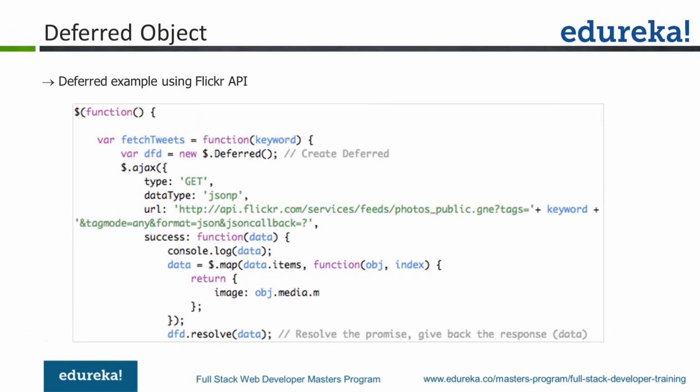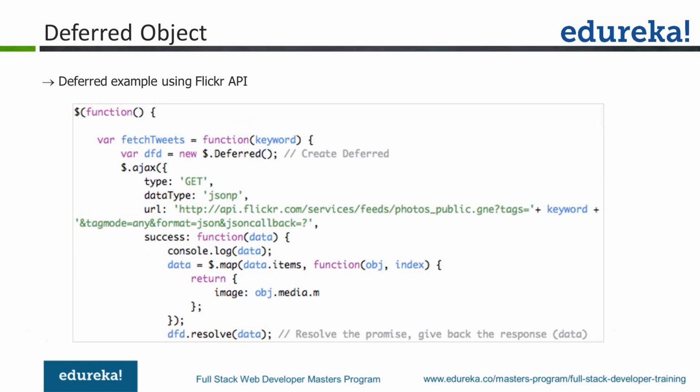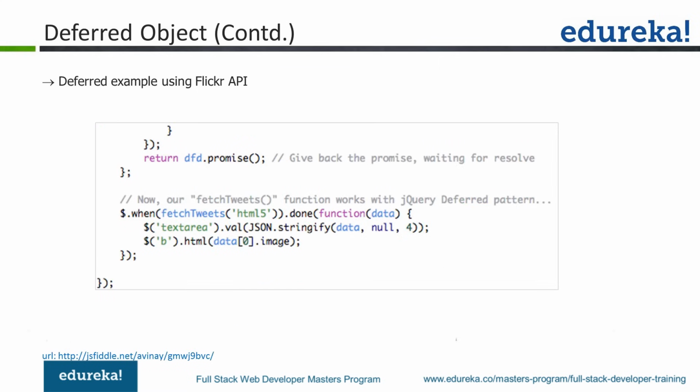And of course, they have used it on the Flickr API. So they have created a deferred object, they've made a request, they have gotten the data, and then they're resolving the promise, giving back the response data. And then we have the $.when on this. So .when is being called on TFD. So when fetch tweets is done, then you can set it up. So you're avoiding the callback hell here by using .when.